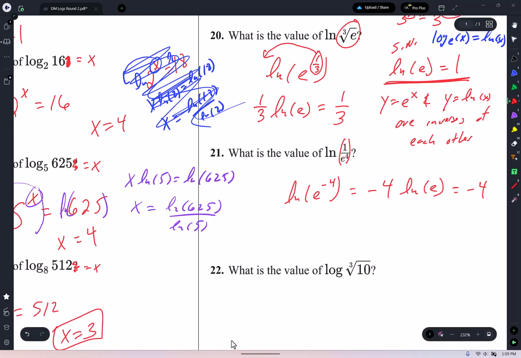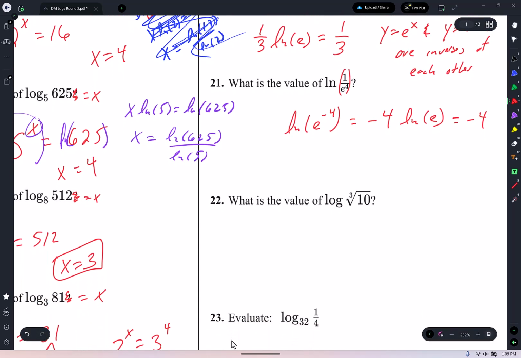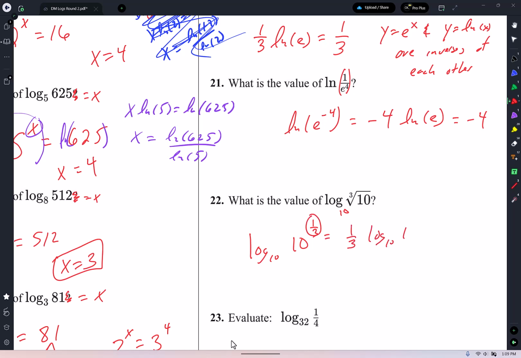How are we feeling? Check it out. It doesn't have a base in the bottom, so that means this is base 10. Log base 10. Bring that 1/3 to the front: 1/3 log base 10 of 10. Hopefully you remember that we just had a side note. Whenever you have log base b of b, that's just 1. So what's 1 times 1/3? 1/3.